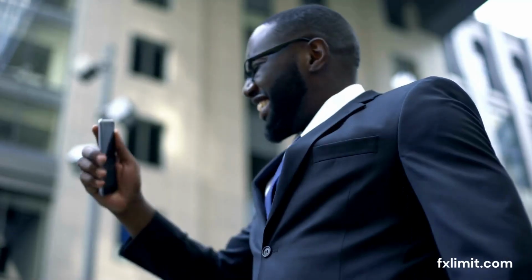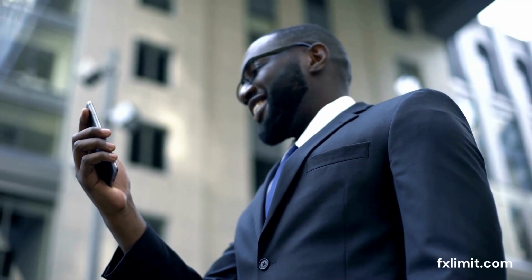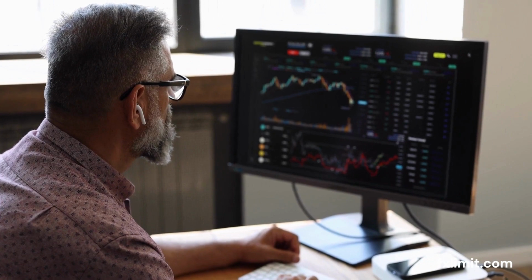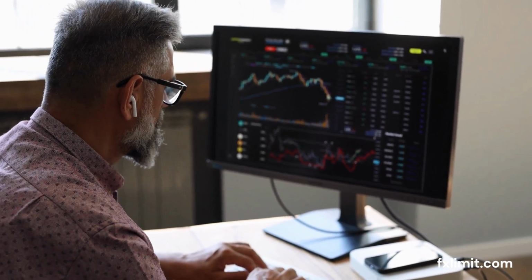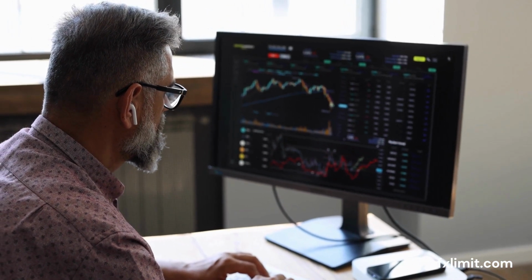Wait for pattern completion. Patience is key. Wait for the pattern to complete at point D. This is usually at a significant Fibonacci level, like 61.8% or 78.6%. Confirm with additional indicators. Before jumping into a trade, use additional indicators like RSI, MACD, or stochastics to confirm that the reversal is likely. Look for divergences or overbought/oversold signals.